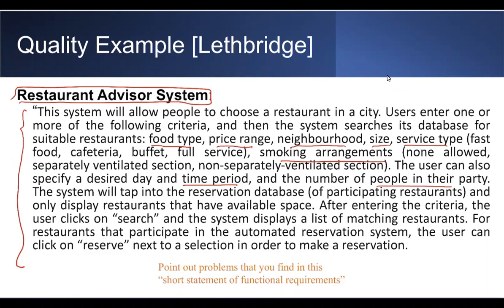If they have a small number of people or a large number of people based on the reservation, the system will tap into the reservation database, and then for participating restaurants that are stored in the database, only display those restaurants that have available spaces. And then after entering the criteria, the user will click on search, and the system displays a list of matching restaurants.